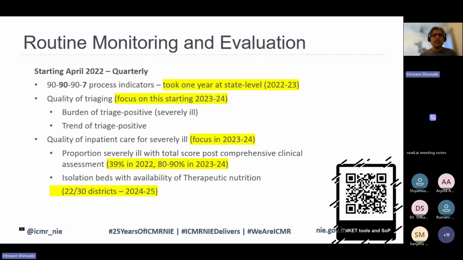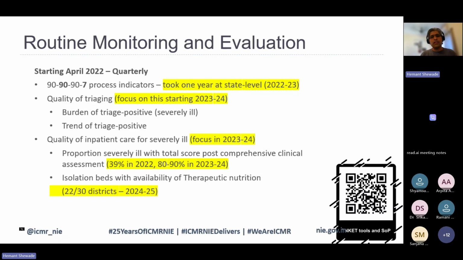For example, for quality of triaging, if the percentage triage positive for a district for a quarterly diagnosis cohort was less than 5%, it was assumed to be poor quality of triaging unless proved otherwise. While tracking the trend of triage positive for every quarterly diagnosis cohort, if there was any dip in the percentage triage positive, it was assumed to be due to a dip in quality of triaging unless proved otherwise. If you look at quality of inpatient care, we introduced the proportion of severely ill that had total score post comprehensive clinical assessment documented. And you can see that this indicator improved over a period of time.